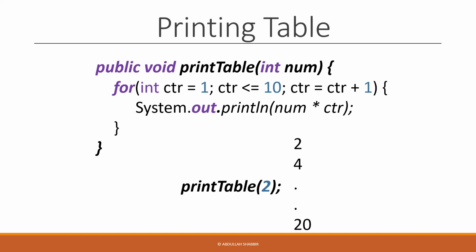This will keep on happening until our counter variable reaches 11, and in that case our condition will be false and our final result will be the table of 2 printed on screen. If you call this function again with the argument of 5, we will get a table of 5 printed on screen from 5 to 50.